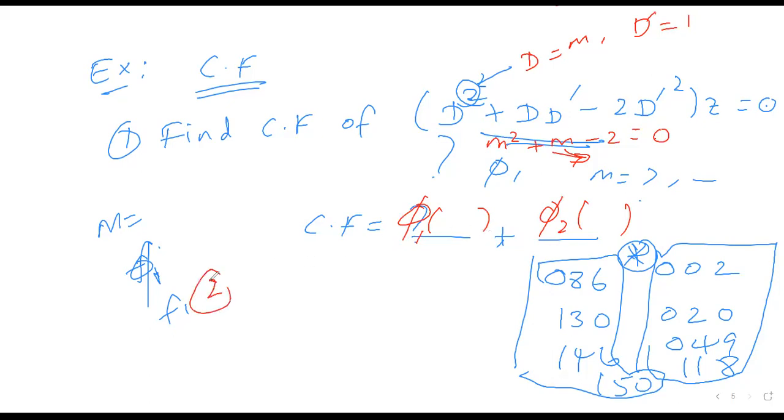Okay, if anyone finishes, do this question. Find the CF of d squared minus 2 d d dash plus d dash squared of z is equal to 0. Okay, good. So can you do this one?